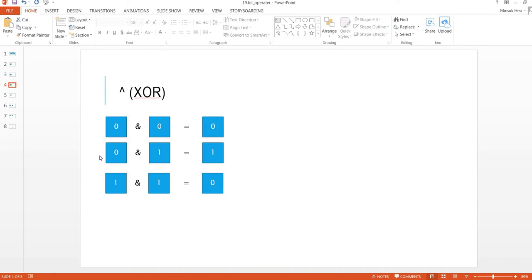Next one is XOR. When two values are different, the result is 1. So for 0 and 1, the two values are different, so it's 1. And for 1 and 1, they are not different, so it's 0.